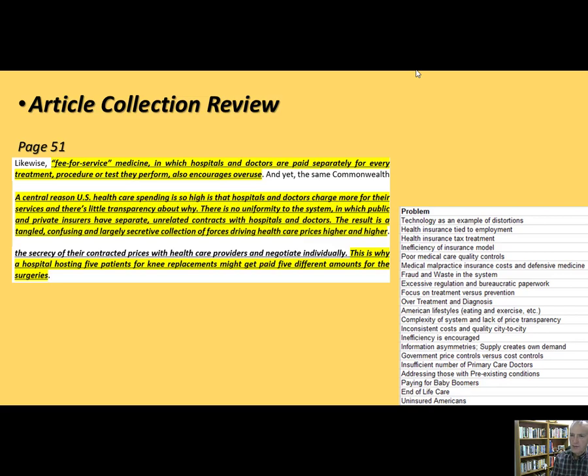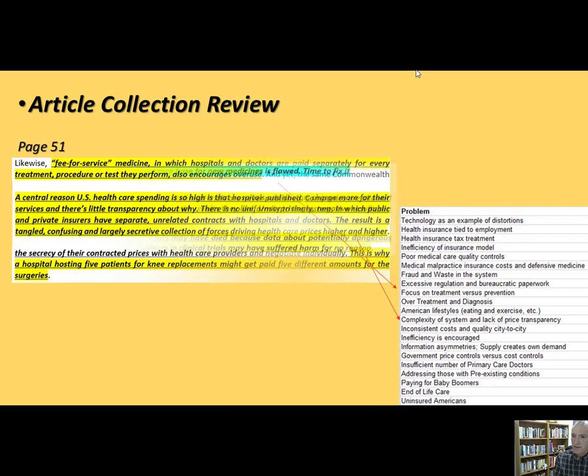Unrelated contracts with hospitals and doctors and the public-private insurers. The result is a tangled, confusing, and largely secretive collection of forces driving healthcare prices higher. This is why a hospital hosting 5 patients for knee replacement might get 5 different amounts charged for the surgery. So focus on treatment, complexity of the system. You could put in there inconsistency of cost and quality city to city. And I get back to what I said earlier, Medicare is the big gorilla, so Medicare could fix a lot of this if Medicare simply demanded certain procedure and uniformity of the system.